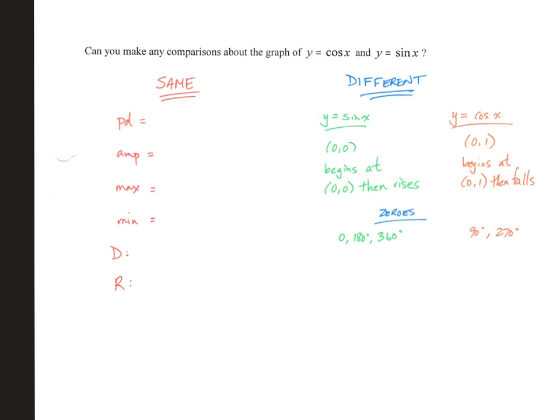Let's look at the left side of that different column. So I'm just going to put a little wavy line down the middle. Notice if we're talking about our sine curve, I have a key difference right off the bat. My sine curve begins at the origin. My cos curve begins at 1. So our y-intercepts are different.